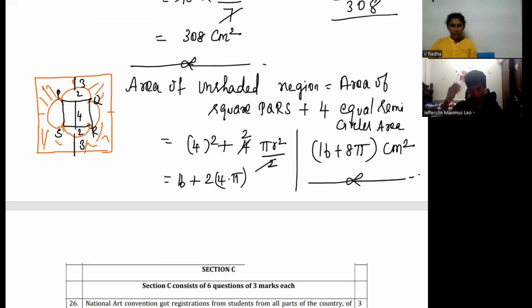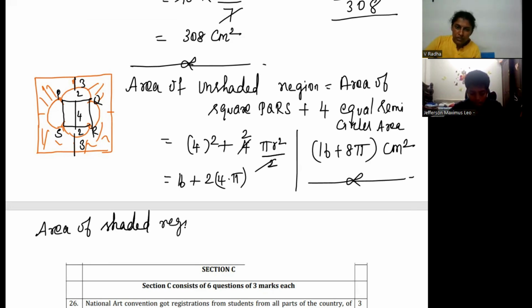Sometimes if the area of the shaded region is asked, what would you do? 196 minus the area of the square minus the area of the semicircles. Suppose they ask the area of the shaded region. The shaded region is equal to the largest square, here 196, minus 16 minus 8 pi. So 180 minus 8 pi. Correct?